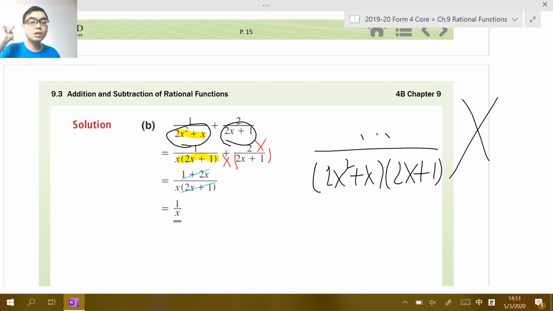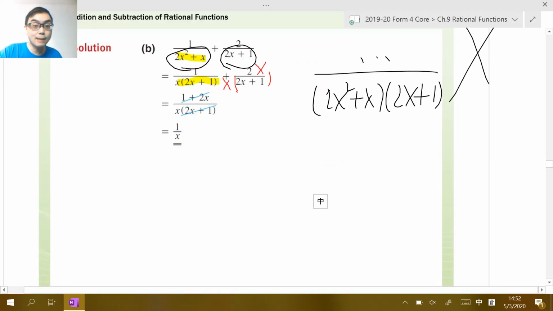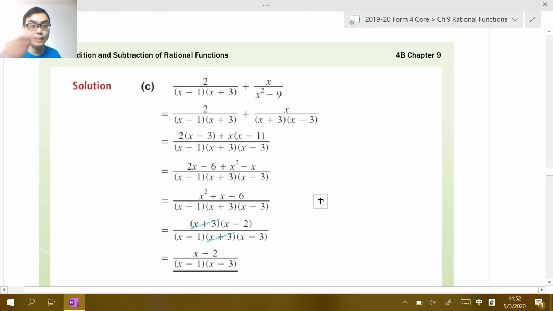Okay, so this is what I want to remind you when you do addition or subtraction. That means don't think that if two fractions are added or subtracted together, you multiply the denominators. No, you take the LCM only. It means that when you do other questions, for example, you can see part C. Now you can see the first fraction, you have (x minus 1)(x plus 3). The second one, you have x squared minus 9. So you have to make x squared minus 9 become (x plus 3)(x minus 3).